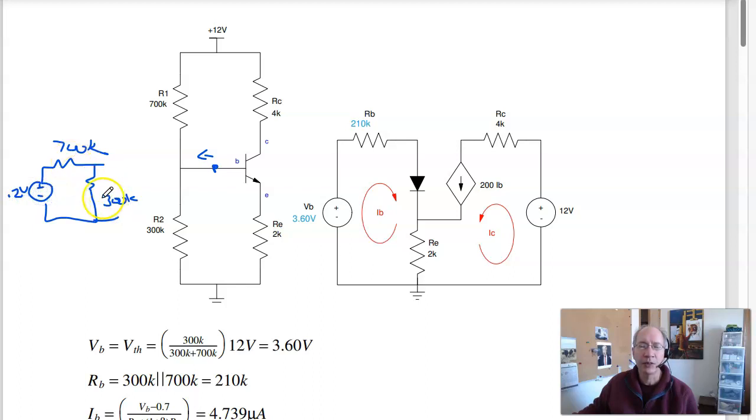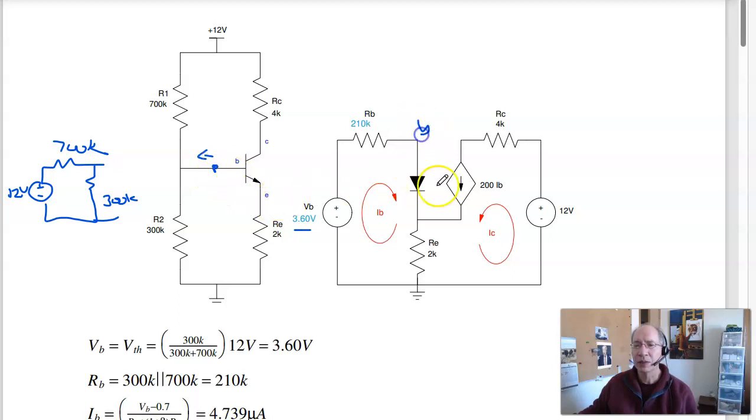So V Thevenin is by voltage division 3/10 of 12, 3.6 volts. R Thevenin is turn off the voltage source, and I get 700K in parallel with 300K, 210K. So there's R Thevenin, V Thevenin, or we call them RB and VB. Now we draw the circuit. From base to emitter, I've got a diode.